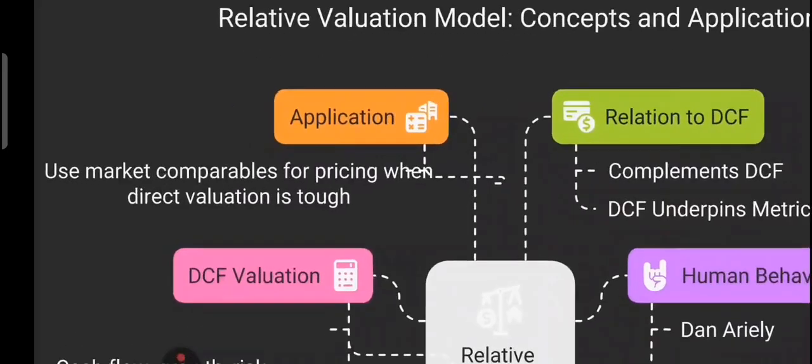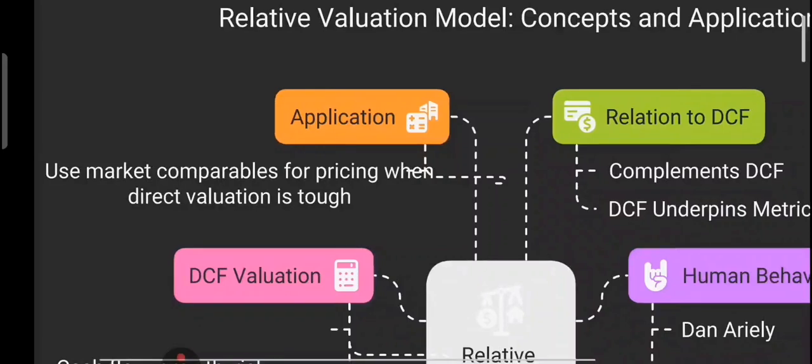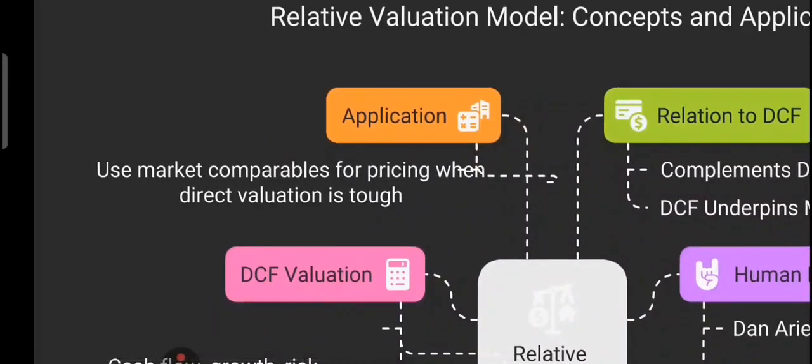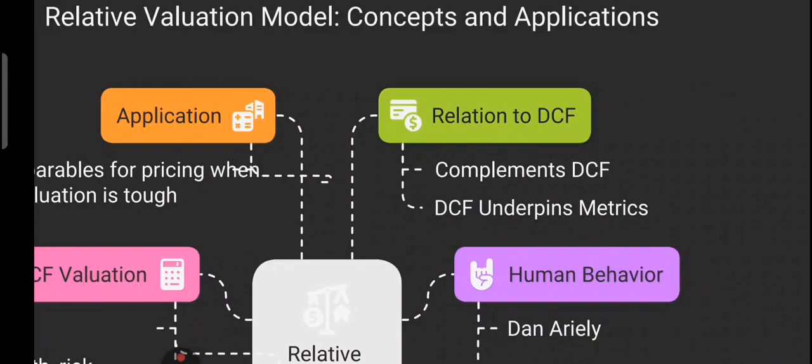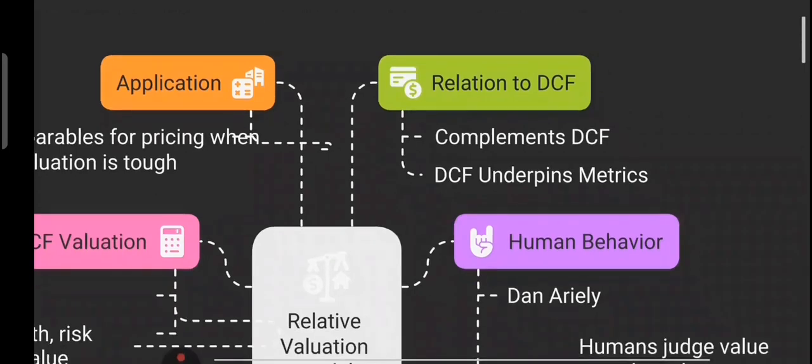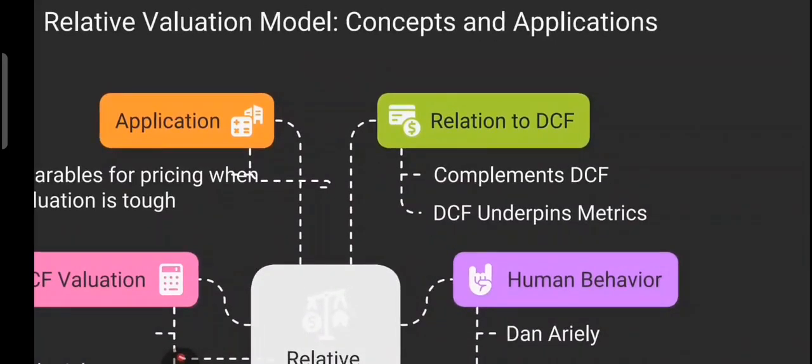If you look at the application of the relative valuation method, we use market comparables to determine pricing, especially when direct valuation methods are not practical. If we talk about how it is related to DCF, DCF means discounted cash flow. Relative valuation complements DCF. This is a very important thing.